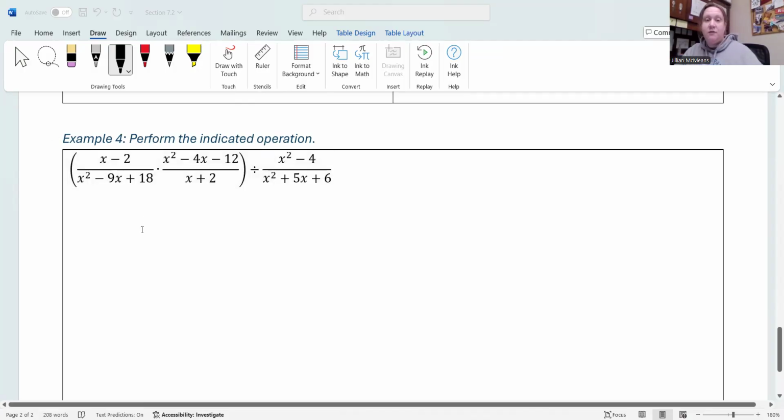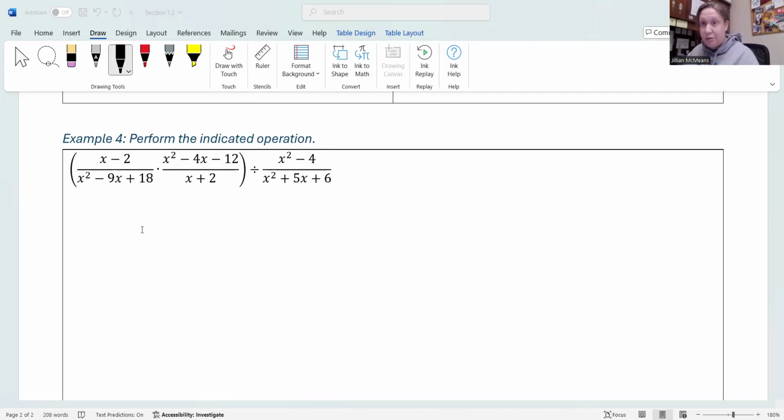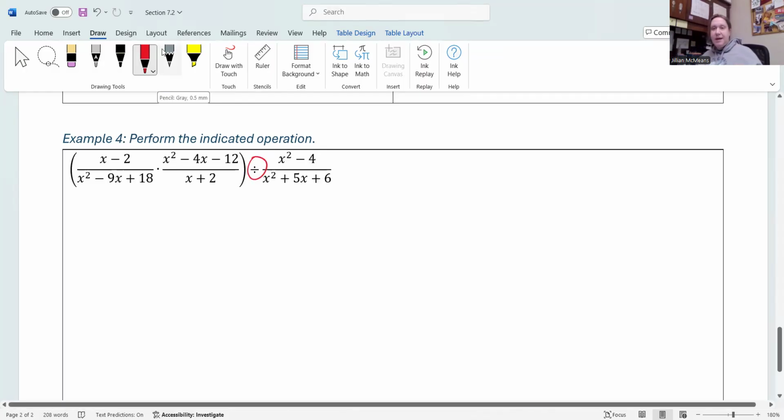So we have a mix of multiplication and division here. We've already practiced multiplication, we've already practiced division. Let's throw them together in one problem. So the first thing I want to address is this right here. I want to go ahead and take care of my division.